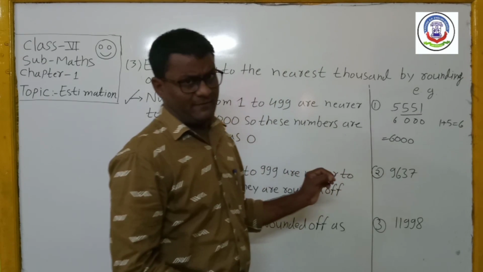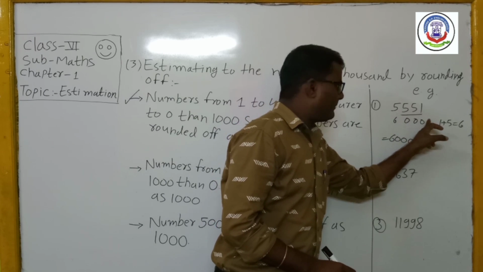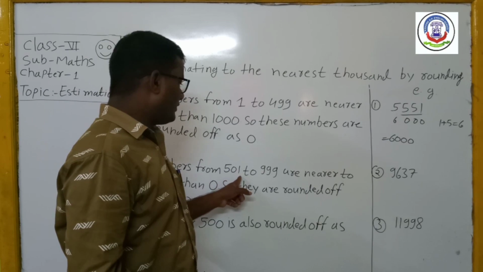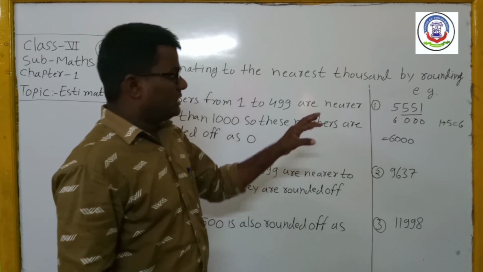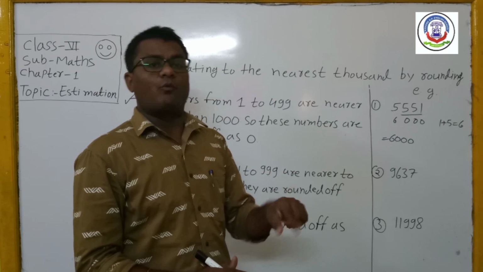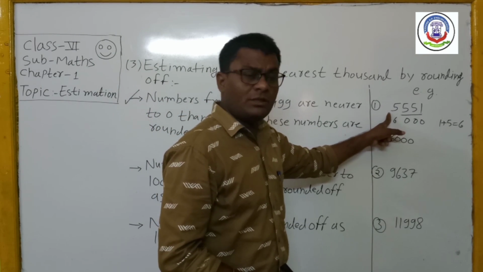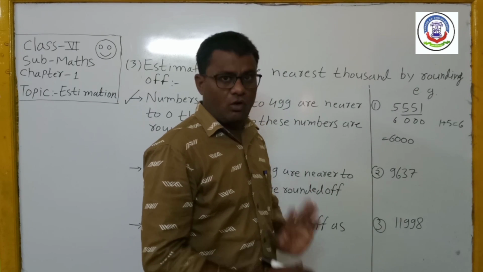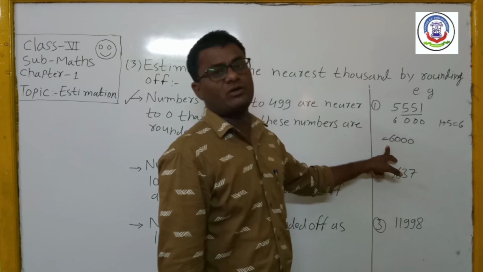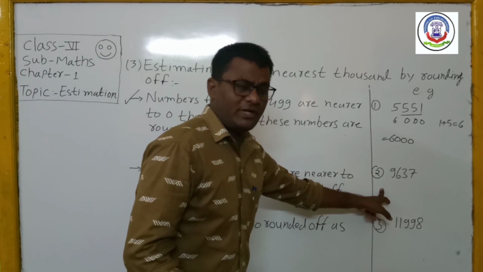Okay students, you have to remember that if this number lies between 501 to 999, they all become 0, but 1 is added to the 1000 place digit. Okay friend. So it will become 6. So the required rounded off number is 6000. Now we will move to another example.